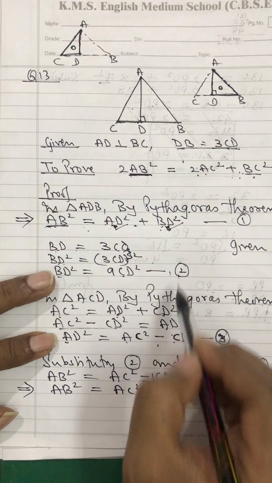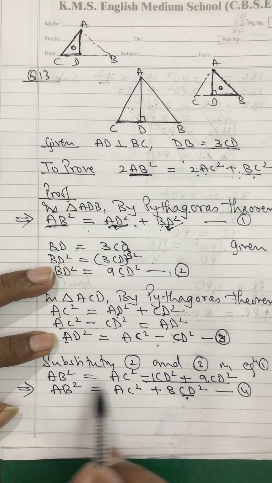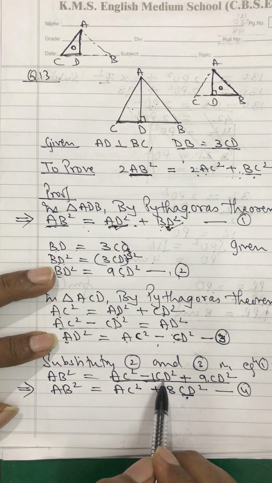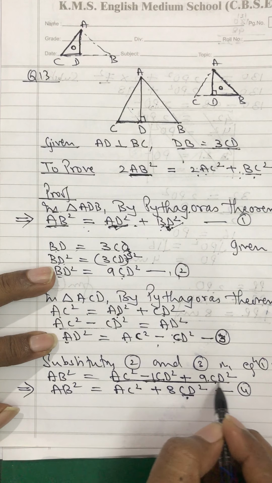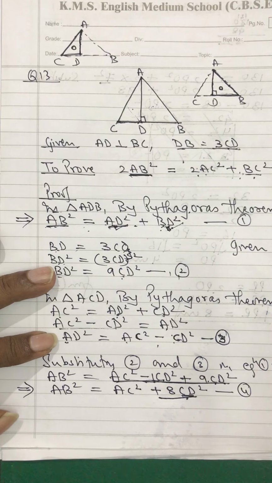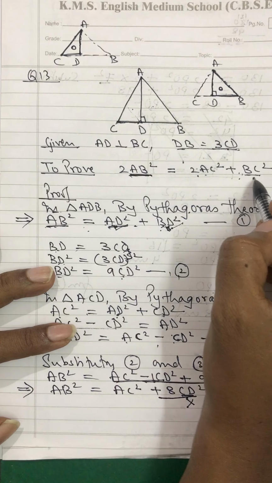So these two equations I substituted in the main equation. In place of AD square, I wrote AC square minus CD square. And in place of BD square, I wrote 9CD square. This I solved. Minus 1 CD square plus 9 CD square is equal to 8 CD square. I reached over here. Now in place of CD square, I want BC square.